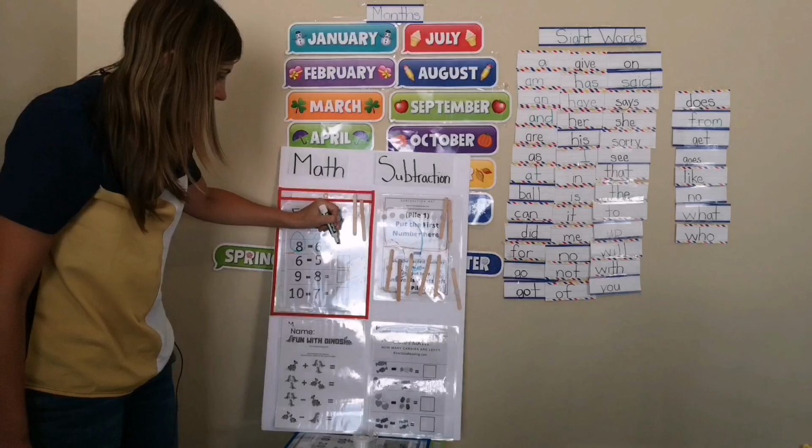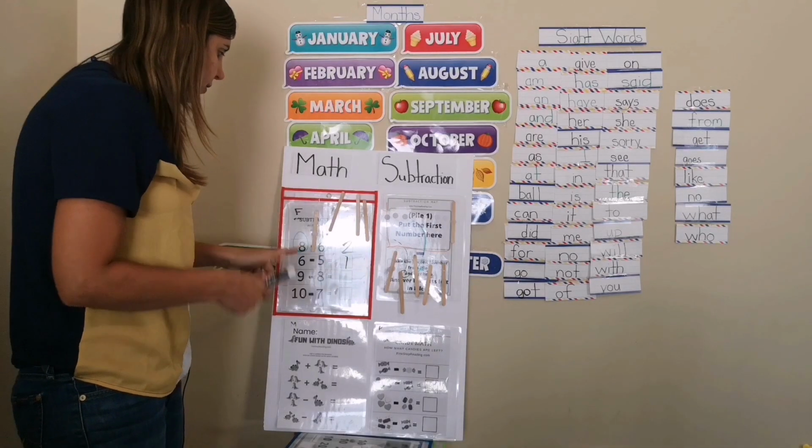1, 2, 3, 4, 5. I move 5 here. How many are left in my first box is my answer. How many are left? 1.